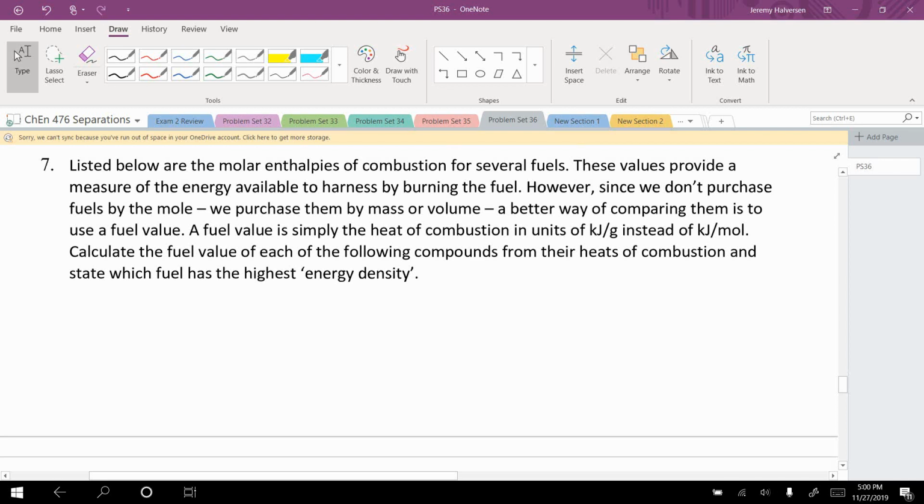It's interesting that they ask about the energy density, because fuel value is kilojoules per gram, while energy density is kilojoules per liter, and the only way you'd be able to find that is if you had actual densities for each of these, and they don't give you densities. So I'm going to say that you can't actually find that. But we can figure out what has the highest fuel value.